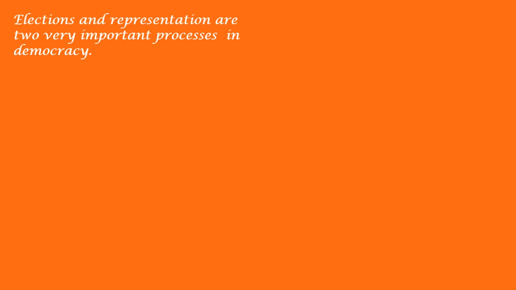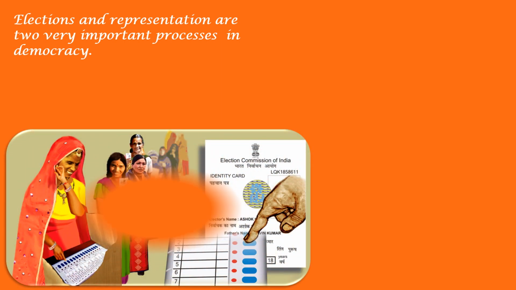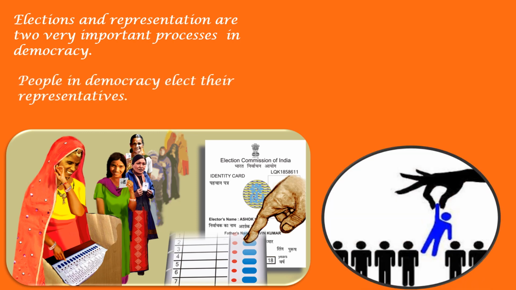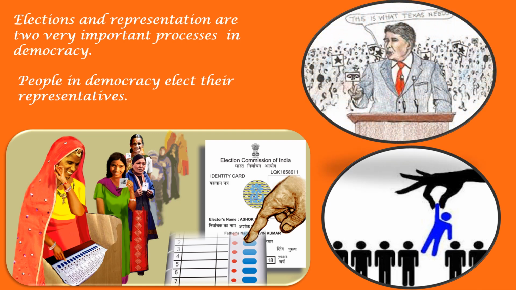Elections and representation are two important processes in democracy. See, in countries with a large population, it is not possible for people to directly participate in the functioning of the country. So in such cases, people in a democracy elect their representatives. These elected representatives take decisions on behalf of the people. They take decisions for the welfare of the people, and they are responsible and answerable to the people. So, the process of election is very important for the strengthening of democracy.